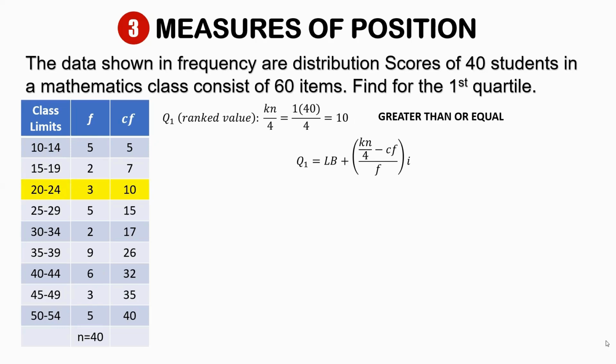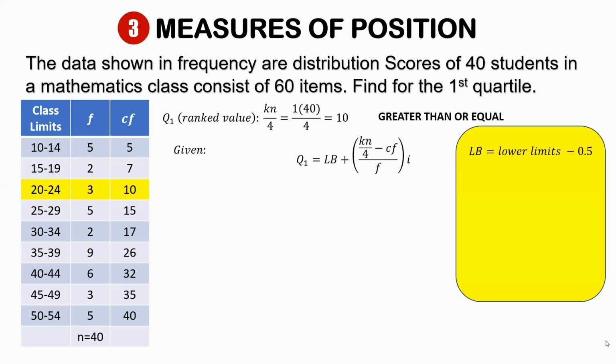So what will be our lower boundary? As we remember, lower boundary is equal to the lower limit minus 0.5. So what will be the lower limit on this rank value? That is 20. So we have 20 minus 0.5, that is equal to 19.5. So therefore, the lower boundary of this data is equal to 19.5.